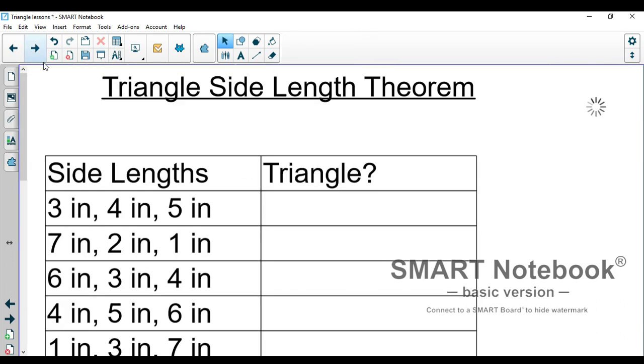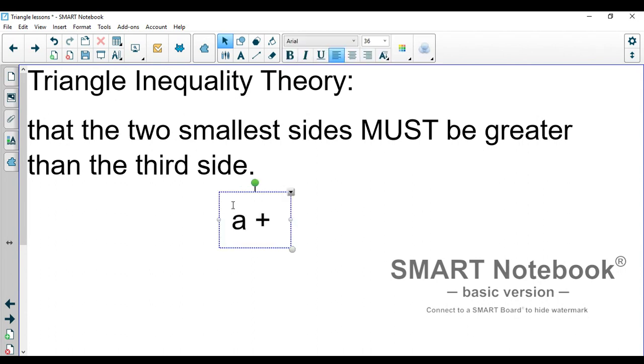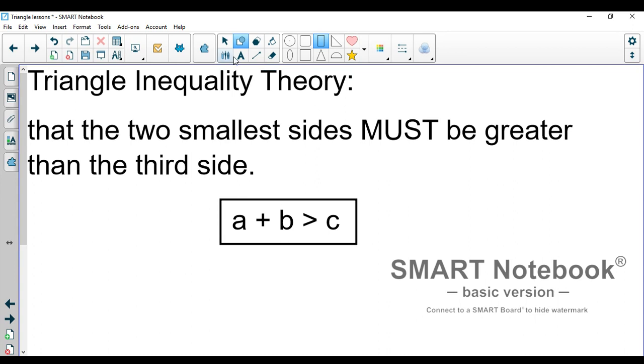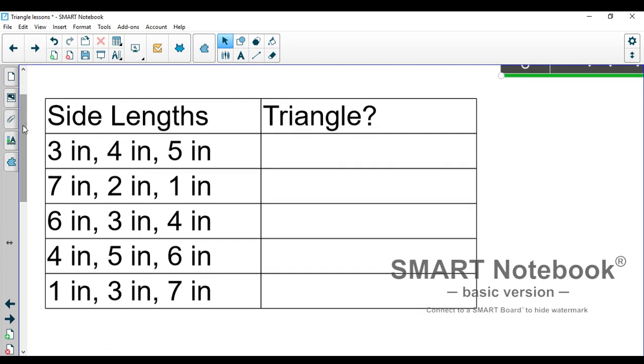And that's because of the triangle inequality theorem. And that says that the 2 smallest sides of a triangle must add up to be greater than the third side. Another way that you'll commonly see this is A plus B must be greater than C. And in this equation, if you were to think about it algebraically, A and B would represent the smallest sides and C would represent the largest side. So we're going to go through this chart right now and see.